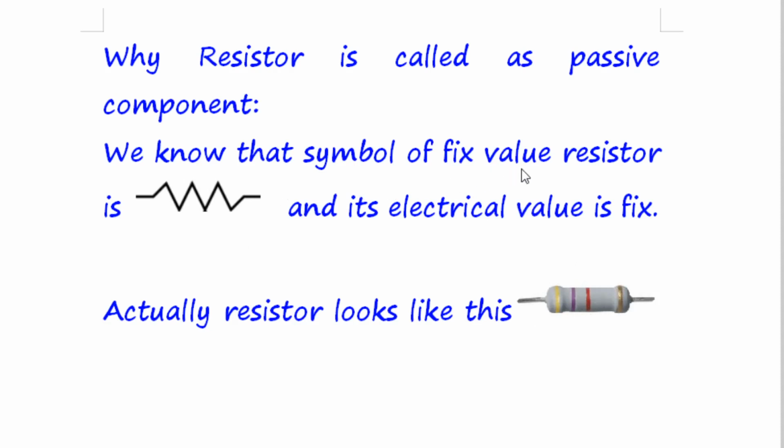We know that the symbol of a fixed value resistor is like this and its electrical value is fixed. Meaning when you talk about a fixed value resistor, 1 kilo ohm, it is fixed.